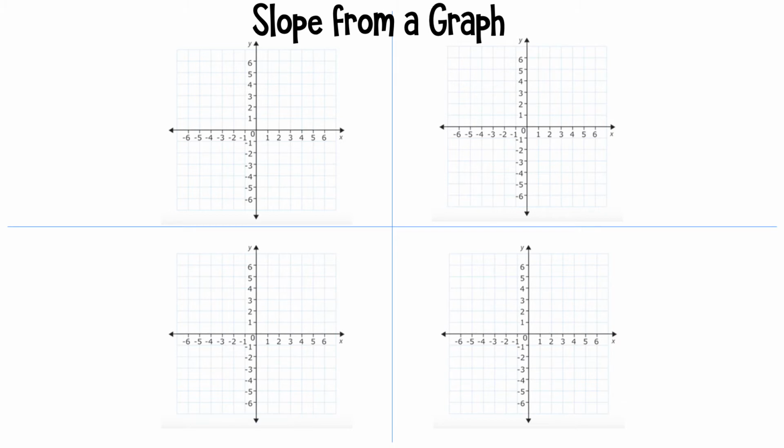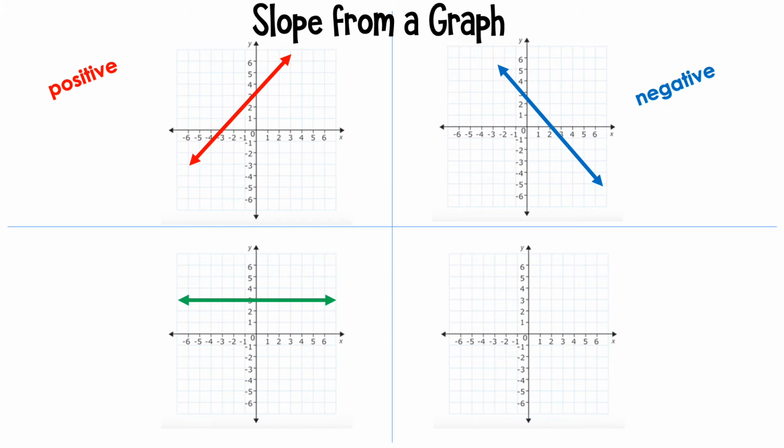Here's slope from a graph. Notice that if the line is pointing from left to right, it's going up. It has a positive slope. Left to right going down, negative slope. Going across, this is 0, fun, remember? So the slope is 0.